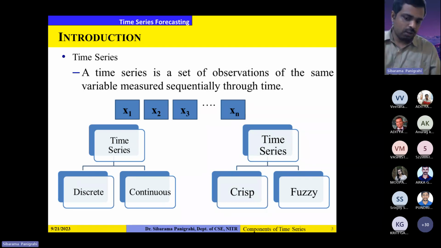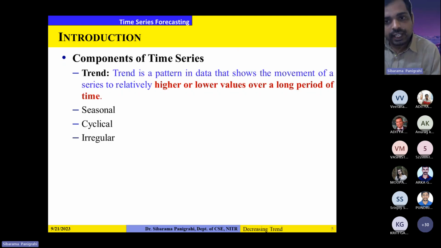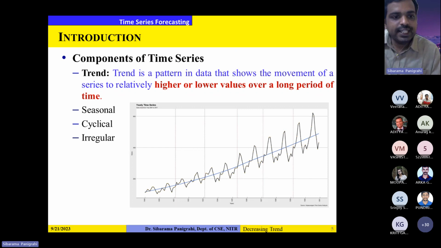So before going through all these time series forecasting methods, let me go through the basics of time series, that is, the components of a time series. A time series may have four components: trend, seasonal, cyclical, and irregular. The important thing is that a time series may have these four components, so any of the components might be absent also. Let us understand what exactly a trend is.